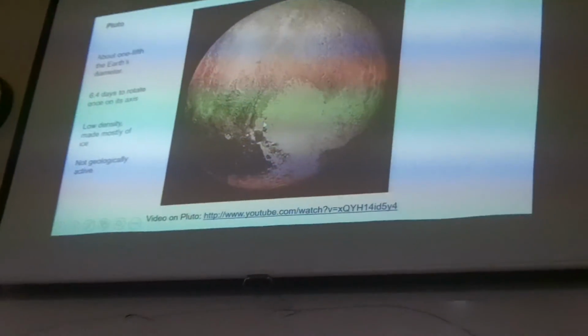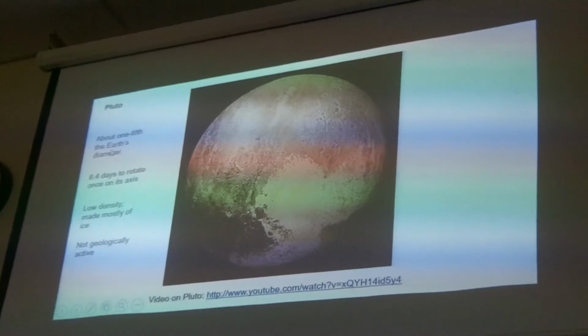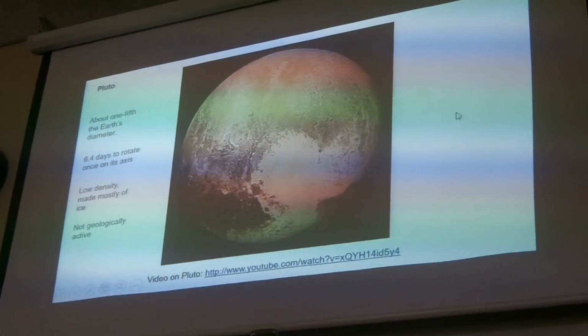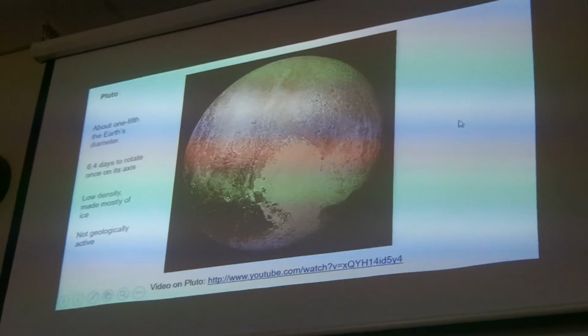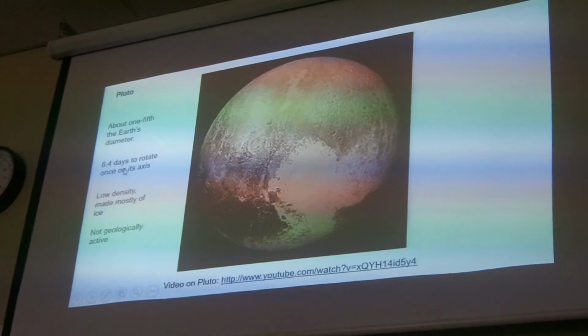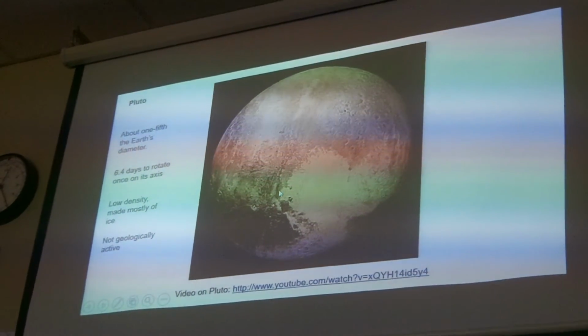So what's the deal with Pluto? It's about 1/5 of the Earth's diameter. You could fit 5 Plutos into one Earth, going just straight across. It rotates in about 6.4 days. It rotates on its axis.